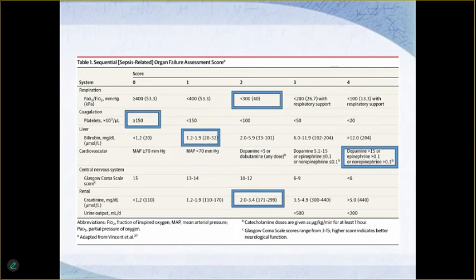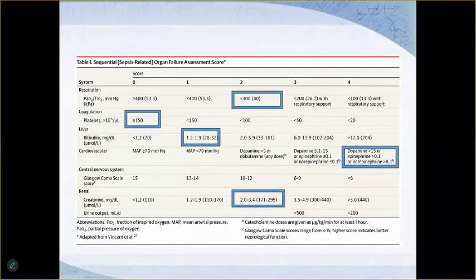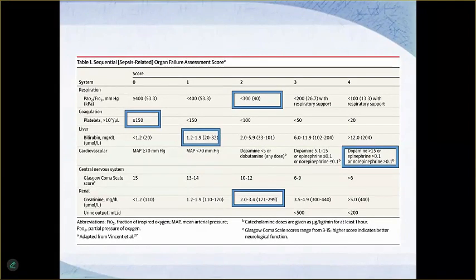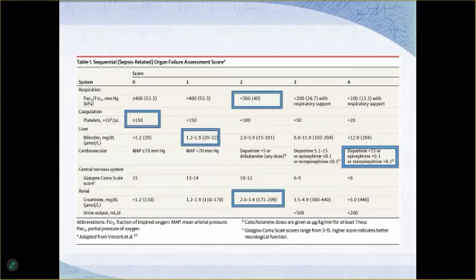Now, we have a platelet count more than 200, which means the score is 0. And our bilirubin level is between 20 to 32, so the score is 1 there. And the patient's PF ratio is at 300, score is 2. And the creatinine level is somewhere around 200, which means the score is 2. And the patient is on noradrenaline more than 0.1, that means the score is 4.